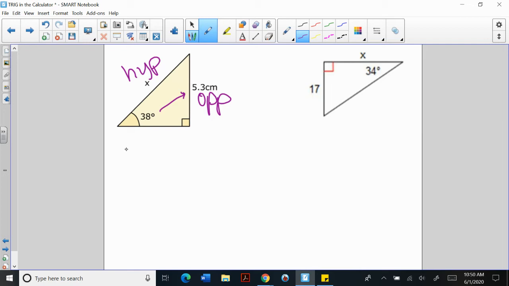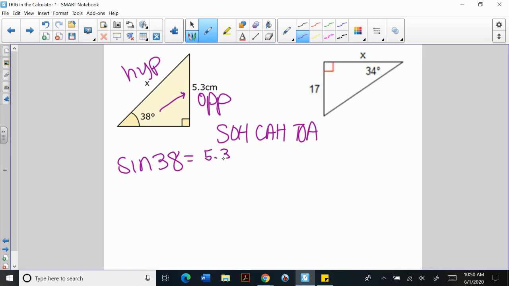Okay, good. So we're going to use sine of 38 degrees for this one. Remember, I'll go ahead and write out my little memorization trick so we can use it for the other one when we get there: SOHCAHTOA. So sine is opposite over hypotenuse.